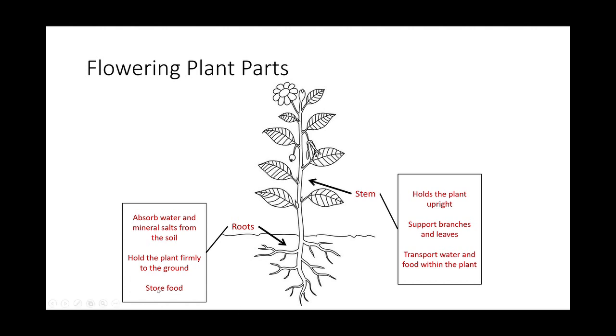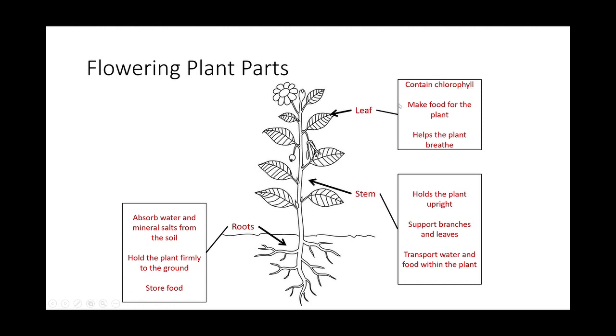Roots also store food. When the plants make food and there's extra food, they will transport it down to the roots to store it. So the leaf, I just now told you, contains chlorophyll, which allows the plants to trap light.